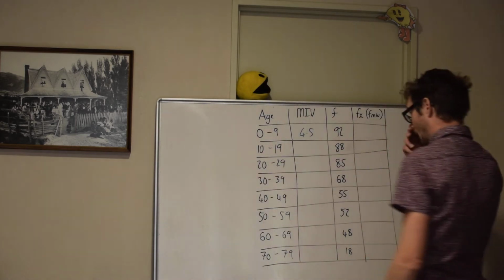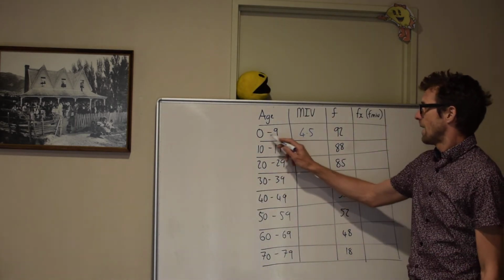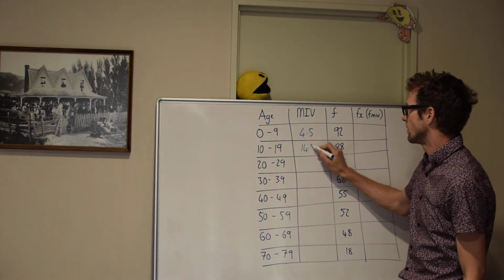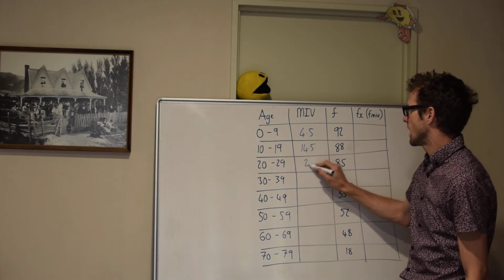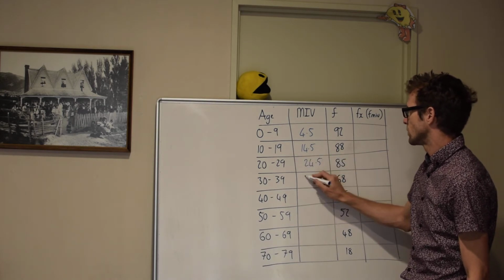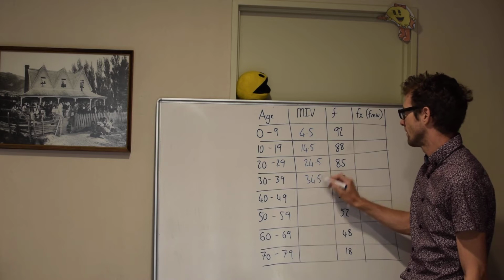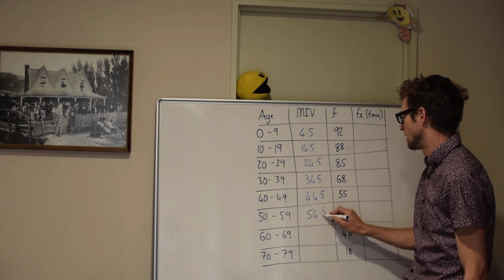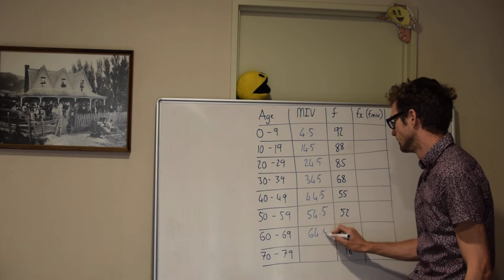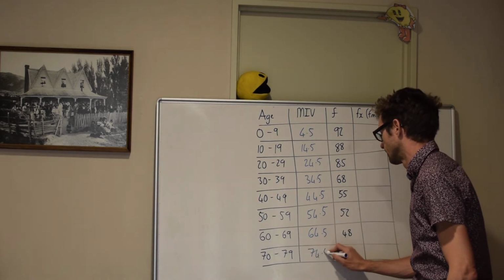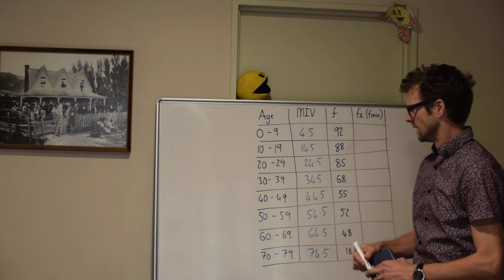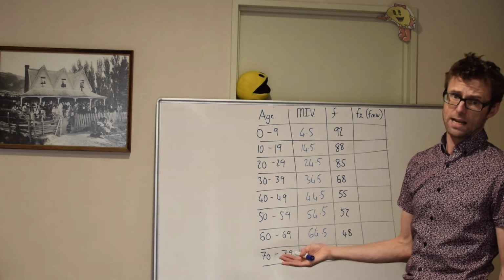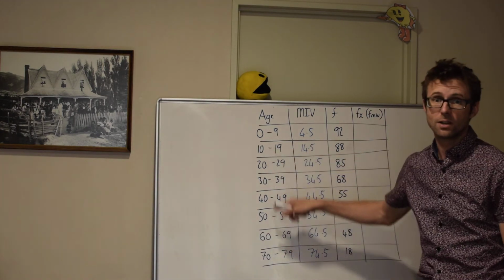Okay, so now we're going to work out our mid-interval values. Halfway between 0 and 9 is 4.5. Halfway between 10 and 19 is 14.5. Halfway between 20 and 29 is 24.5. Halfway between 30 and 39 is 34.5. And I think you can see the pattern that's going on here. If you're not sure how to do this, you can see that each of these intervals goes from 0 to 9. So you just divide 9 by 2, which gives 4.5, and you add it to the bottom of the interval.